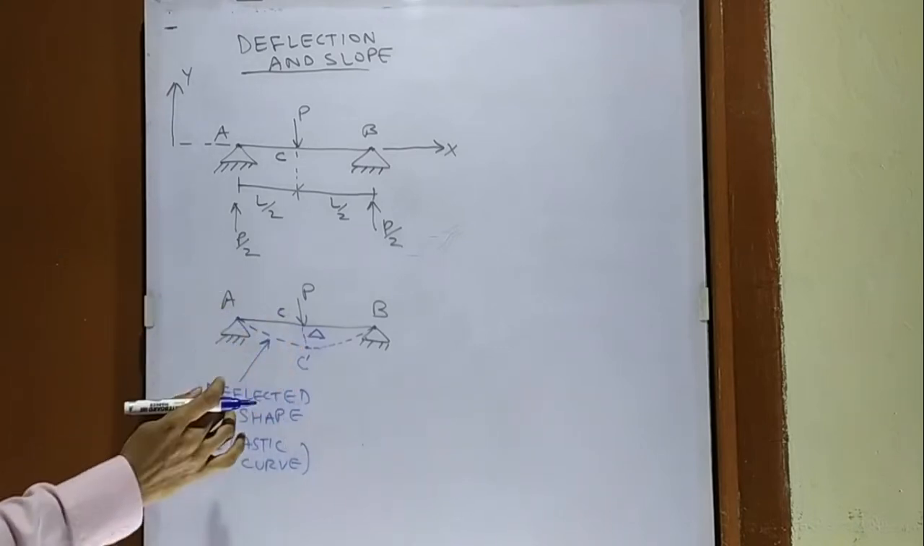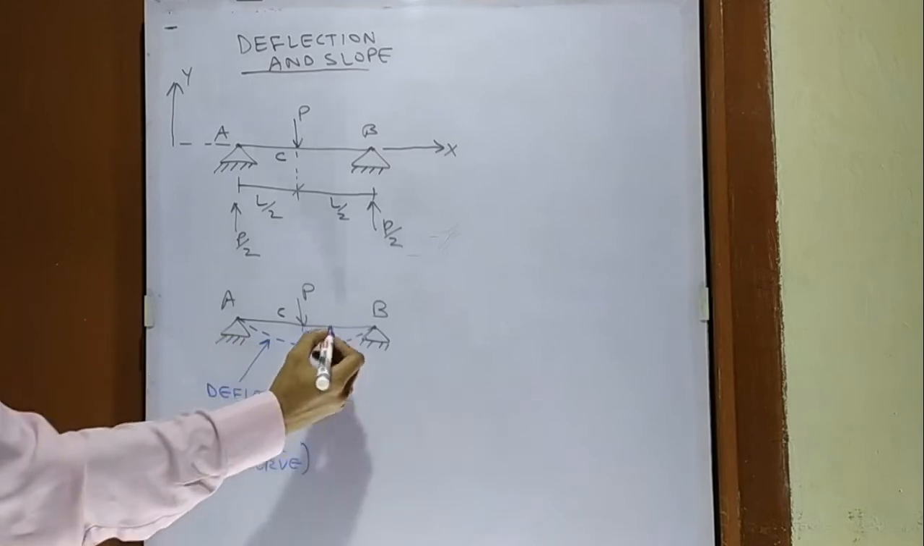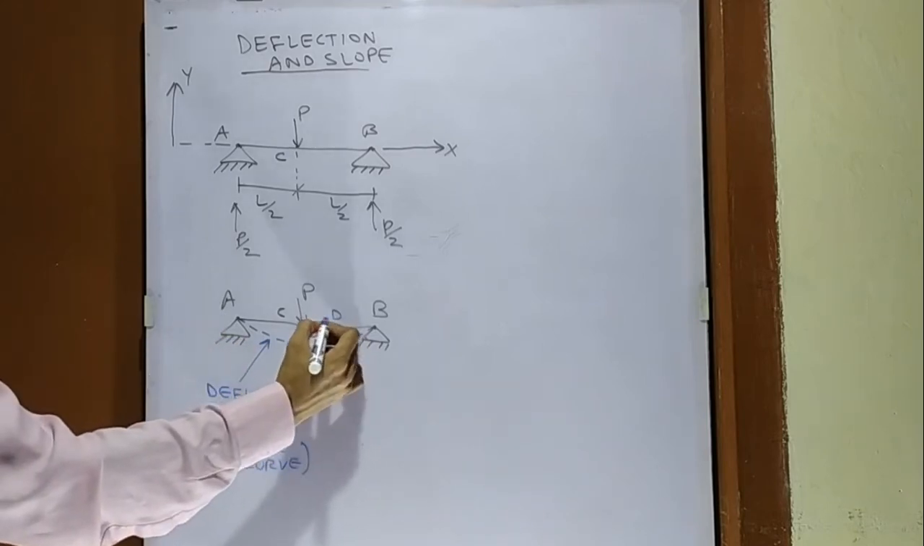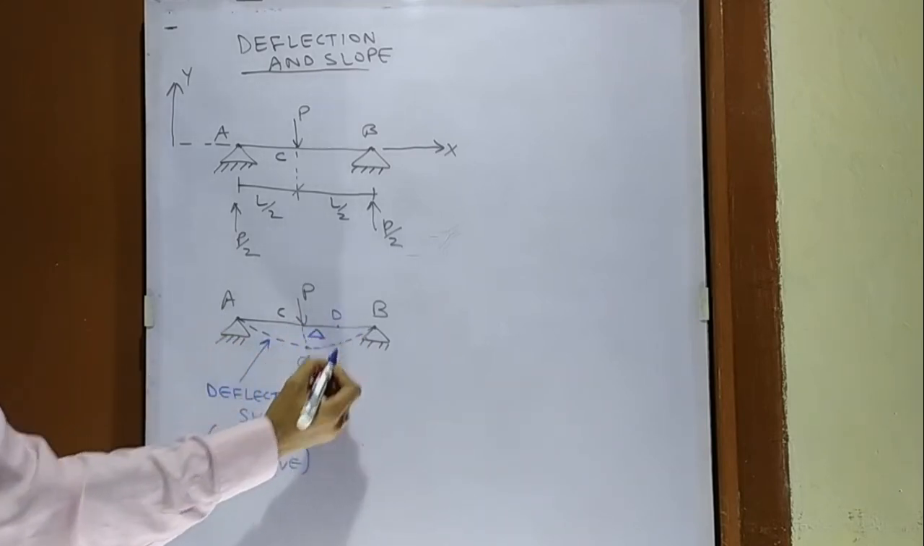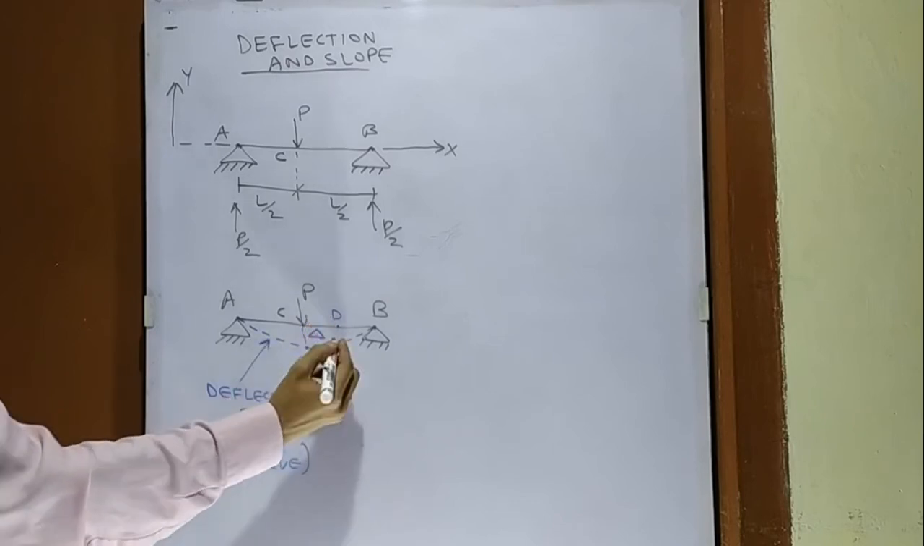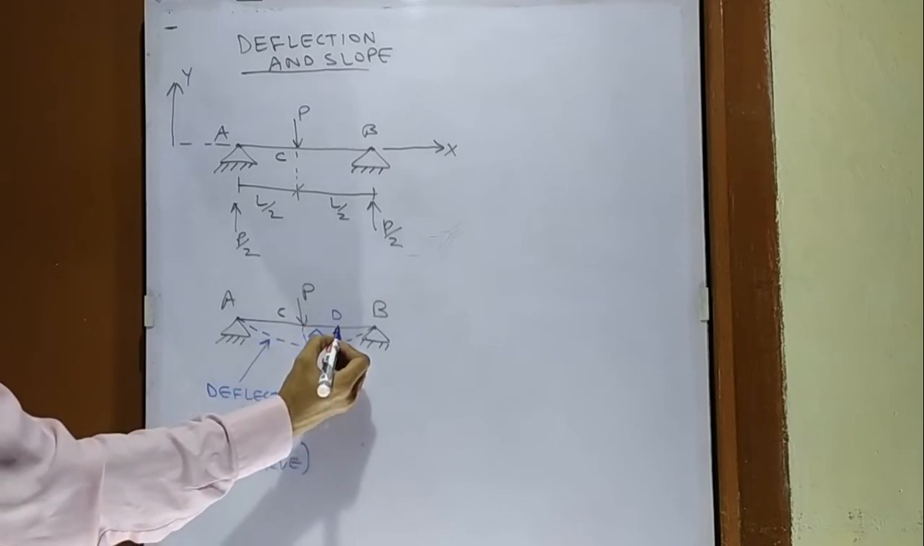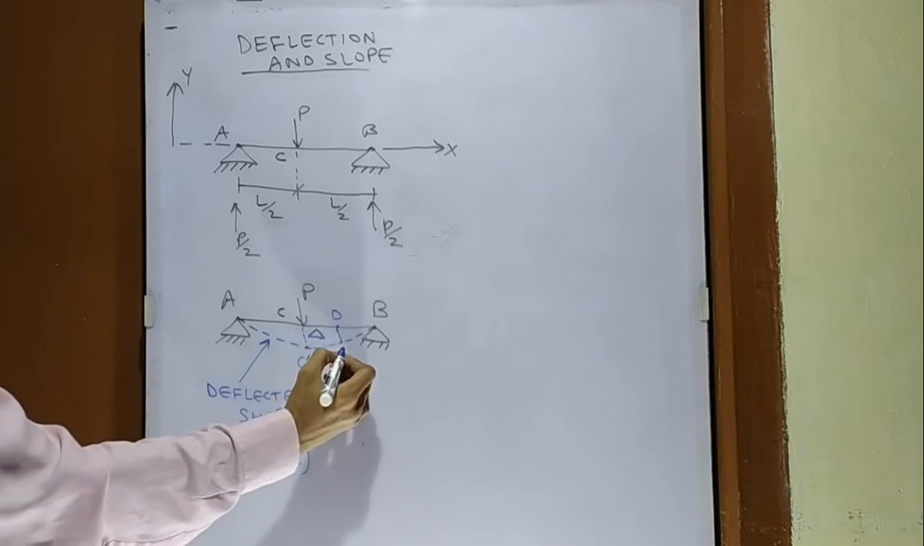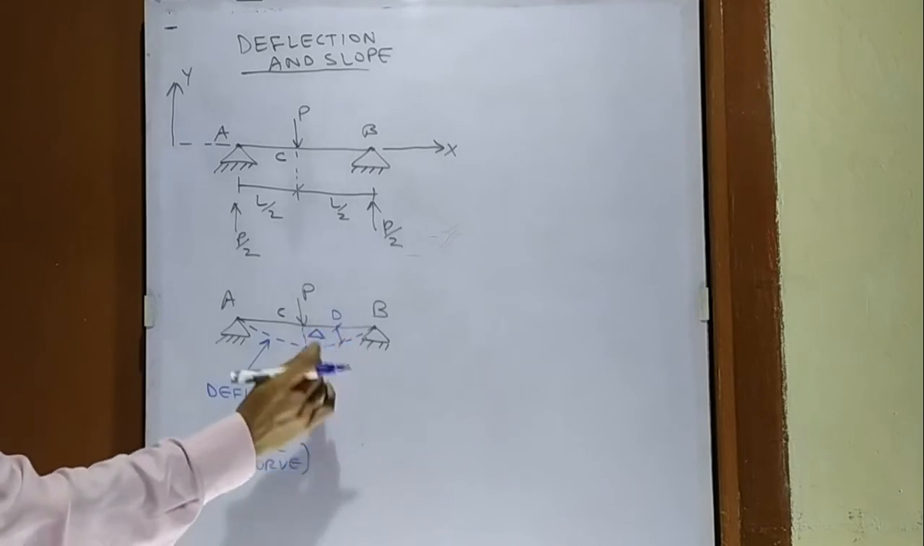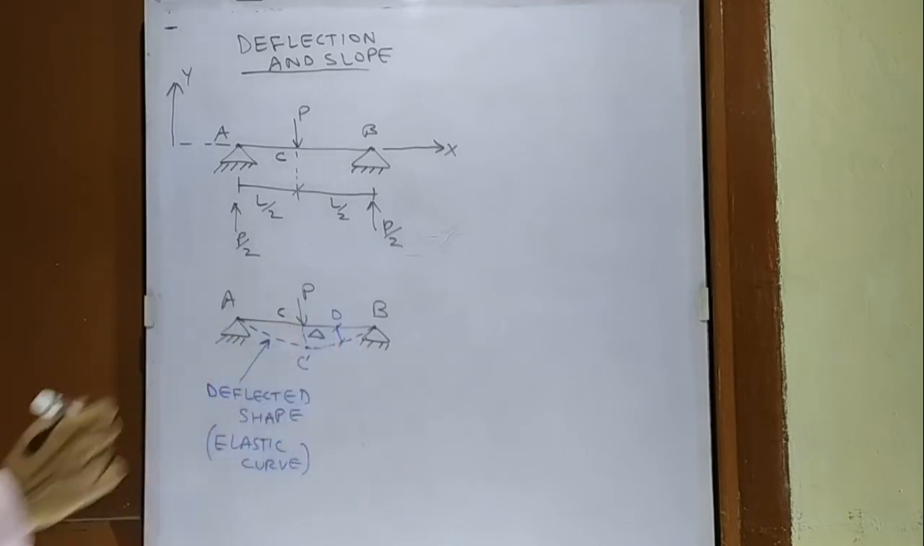In a similar way, we can also find the deflection at this point, let us say that this point is D. Just take the ordinate of this point and the ordinate of this point. We can also get the deflection at point D. So this is the deflection. Now what is slope?